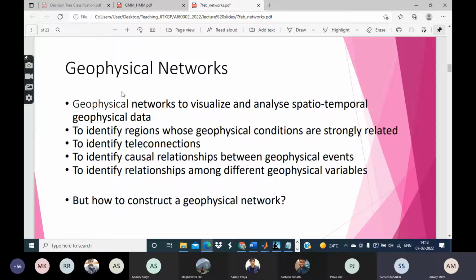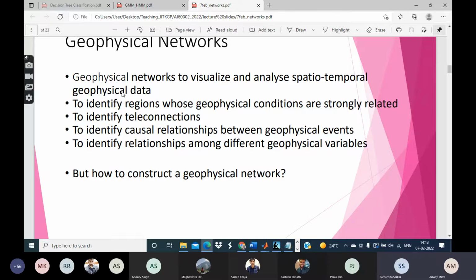So now comes the question of geophysical networks. Geophysical networks can be used to visualize and analyze various spatiotemporal geophysical data, and especially, as I said, to identify regions where the geophysical conditions are strongly related. For example, to identify homogeneous regions in a land where we see common weather characteristics most of the time.